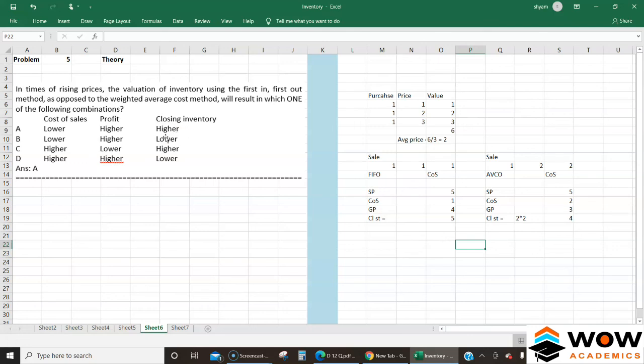So try to do this in a very quick manner, because in exams, when they ask this question, it's not always that it would be in an inflationary manner. It could also be in a deflationary or reducing price manner, and also they could ask weighted average method opposing this method. Assuming the company is using this method instead of this, what would be the effect? So they can ask in any manner. So work it out perfectly and get the answer.